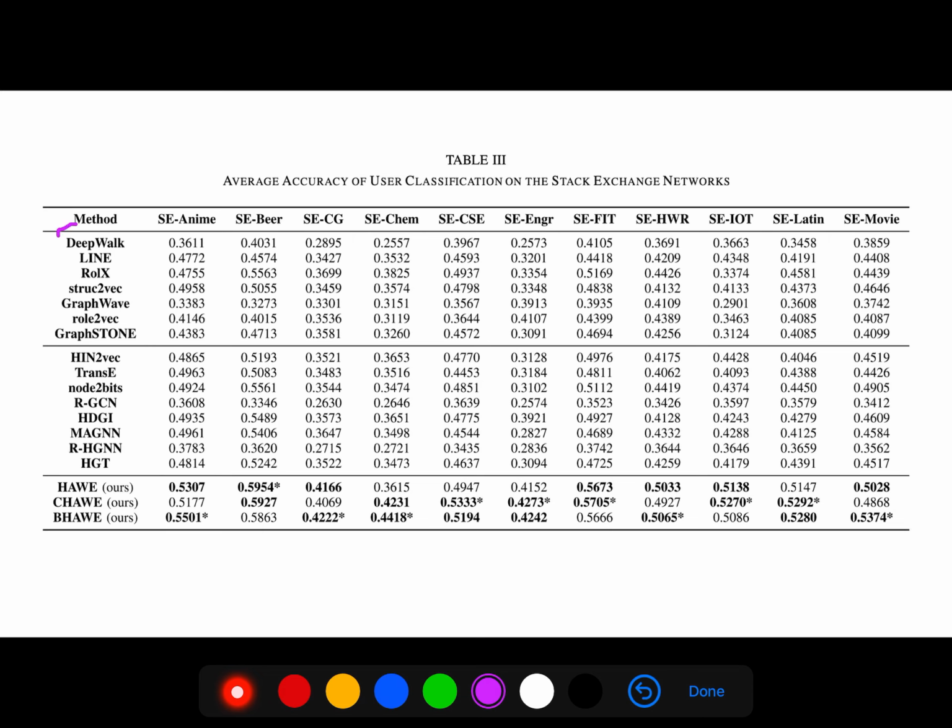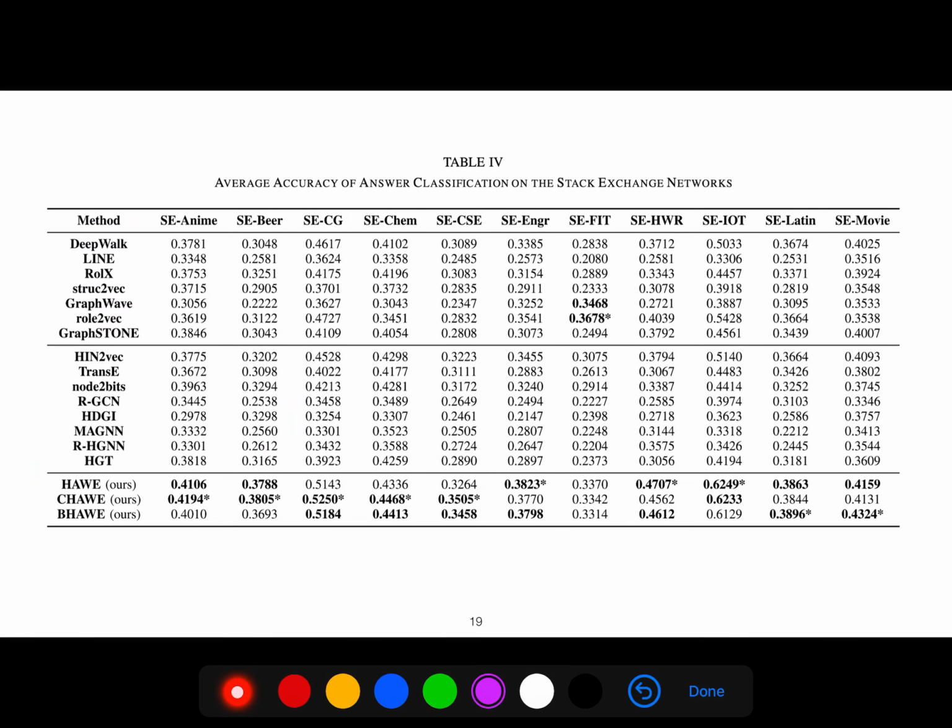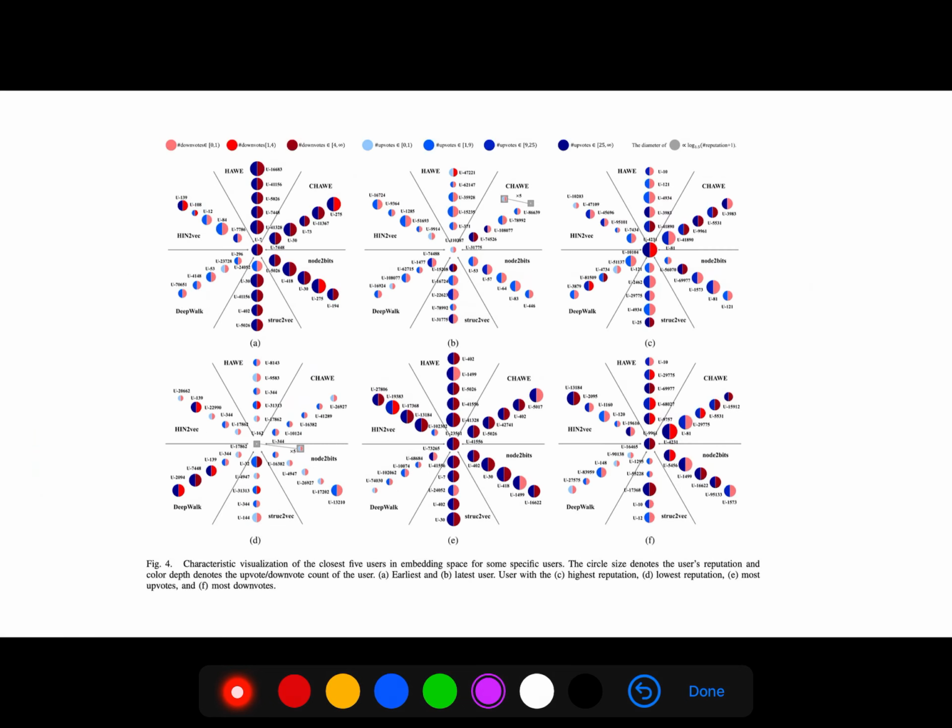They compare, for example, DeepWalk that I've explained, struc2vec that I've explained in a different video, role2vec, and others. All of them are compared with this method. And you see the accuracy is improved, for example, from 20% to 40%. So this is the characterization visualization of the closest 5 users.